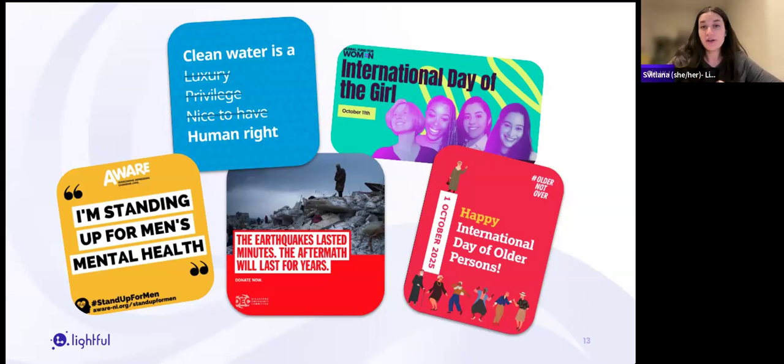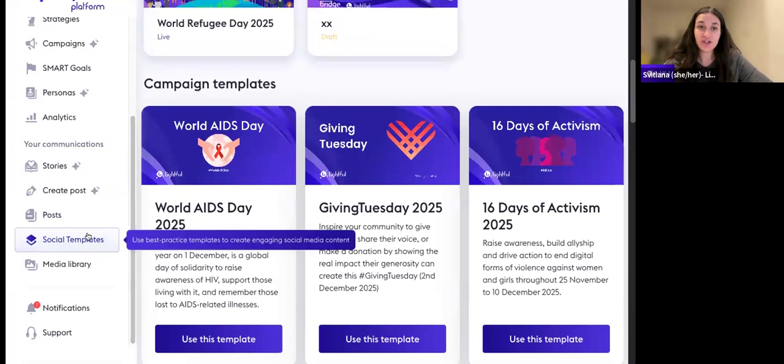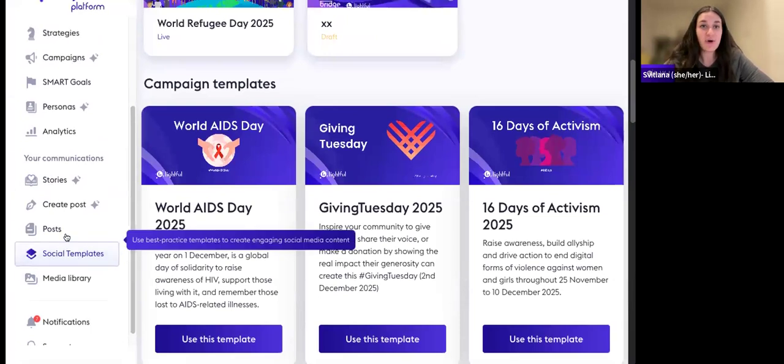And there are hundreds of awareness days throughout the year, so it's worth doing some research to find ones that resonate most with your mission. The Lightful platform is a great place to start, and you can easily see what's coming up. And if you are short on time, you can also use our social templates, which are ready-made journeys you can use to guide your audience towards taking action. You can find them on the left.